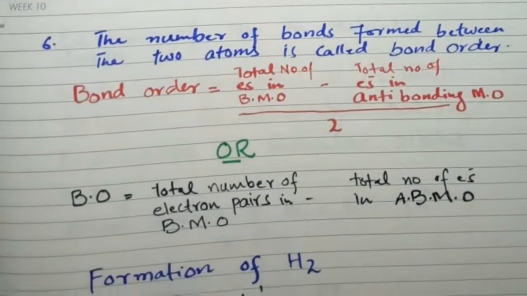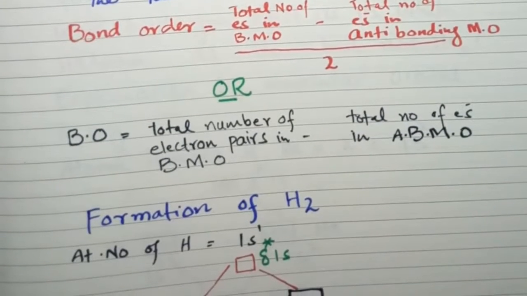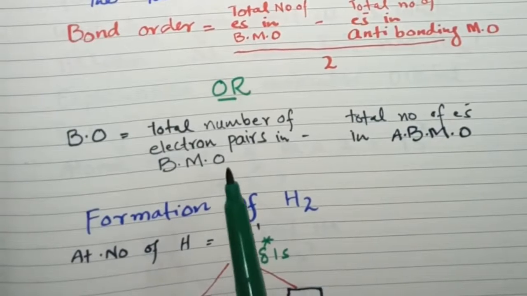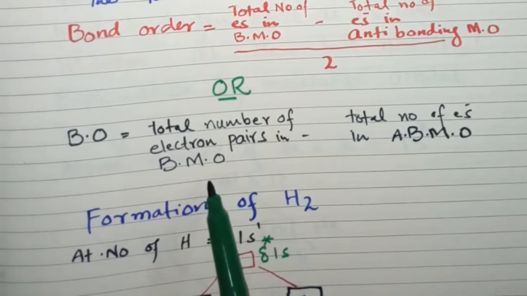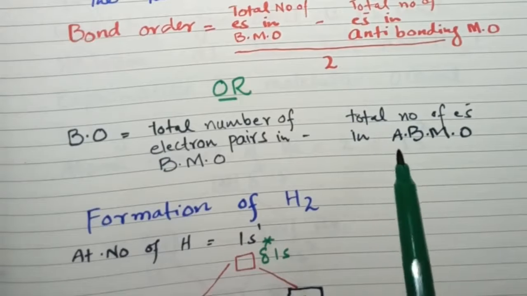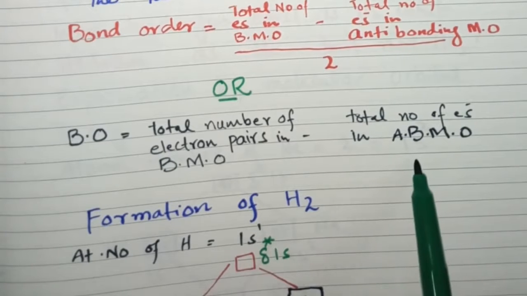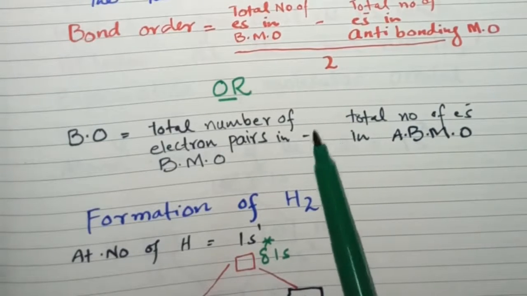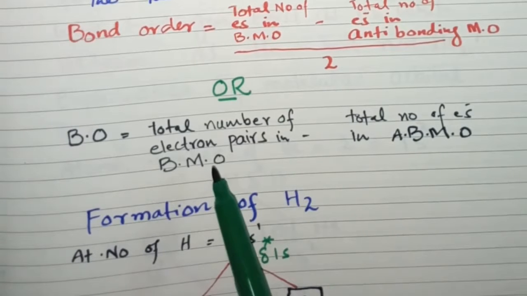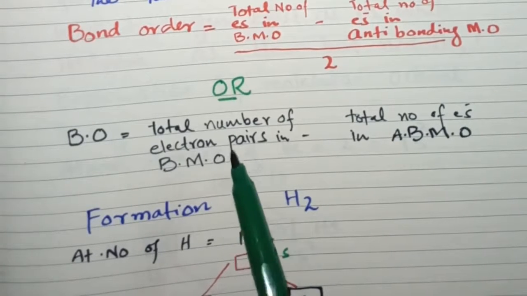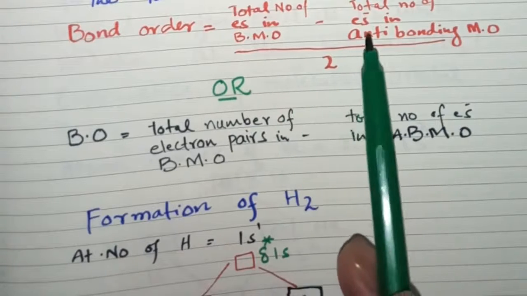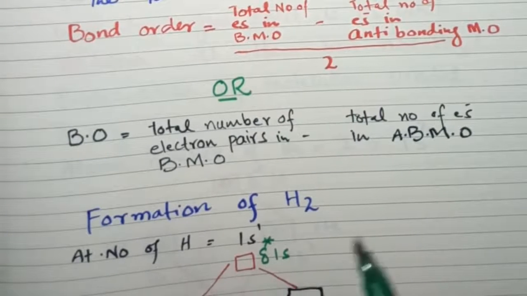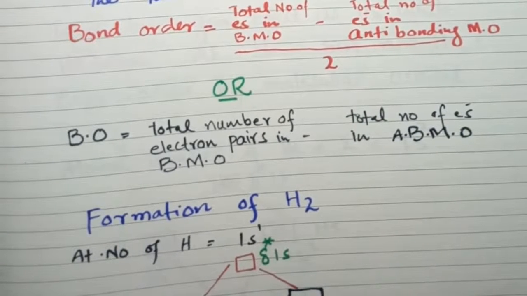The second way of finding the bond order is to just look at the number of pairs. So the total number of electron pairs in bonding molecular orbitals minus the total number of electron pairs in anti-bonding molecular orbitals. Both cases will give the same result, but in one case there are pairs of electrons, and in the second case the complete number of electrons are considered. Now if we look at the example of formation of hydrogen molecule, it will be further explained and you will come to know the postulates.